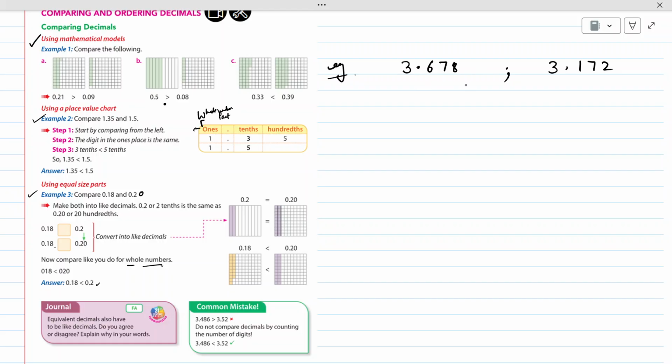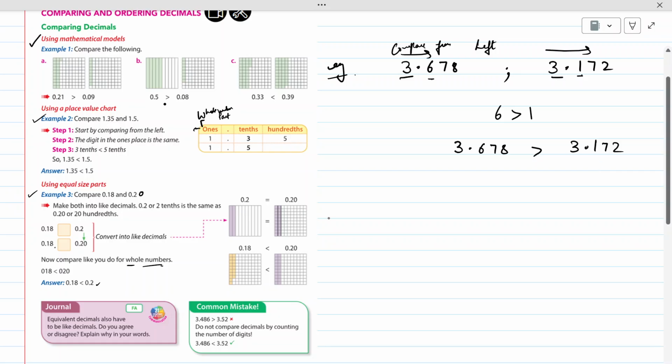When we compare, the comparison will always start from the left. Compare from left, start in this direction. This 3 and this 3 are the same, so we have to move further now. Let us go to the decimal. The decimal place is the same. Then we have 6 and 1 here. At the tenths place, in the first number we have 6, and here we have 1. Comparing 6 with 1, we know 6 is greater than 1. That means 3.678 is greater than 3.172.